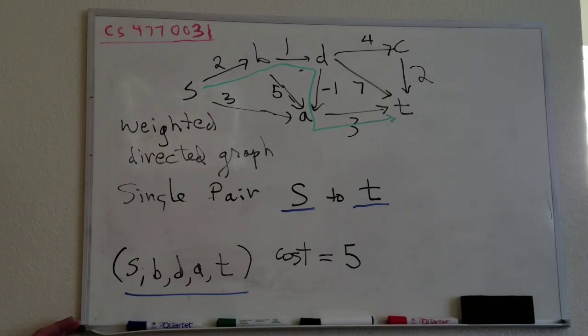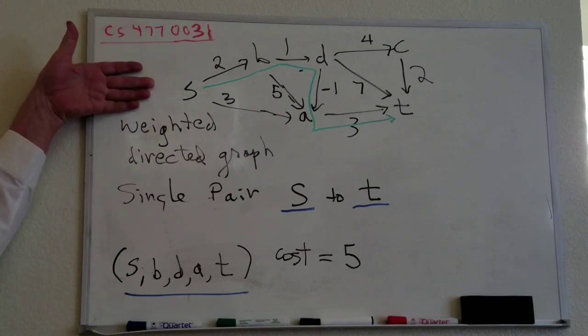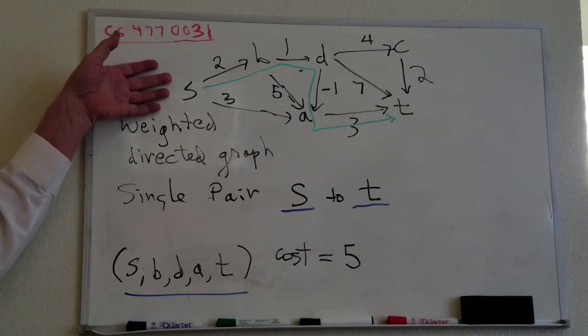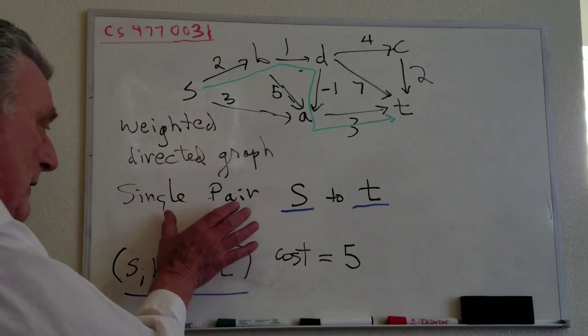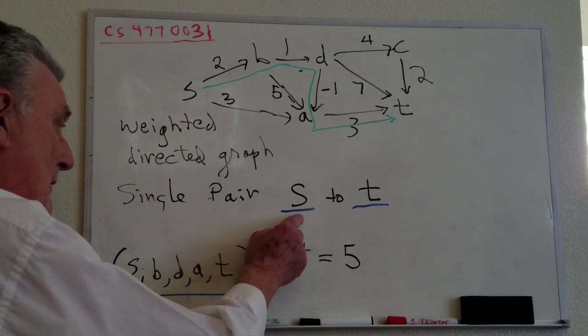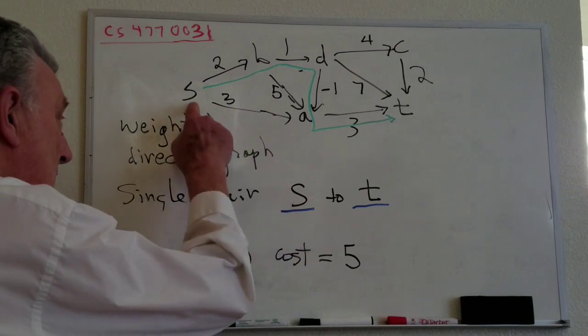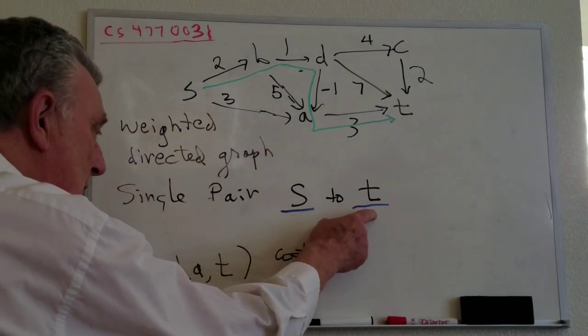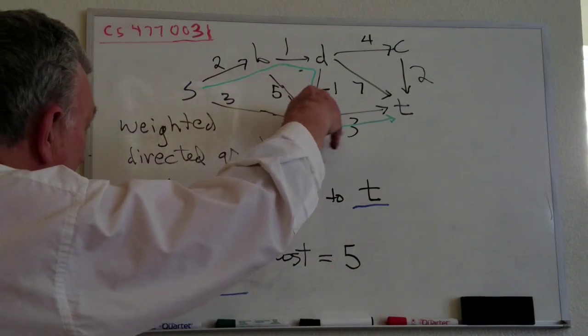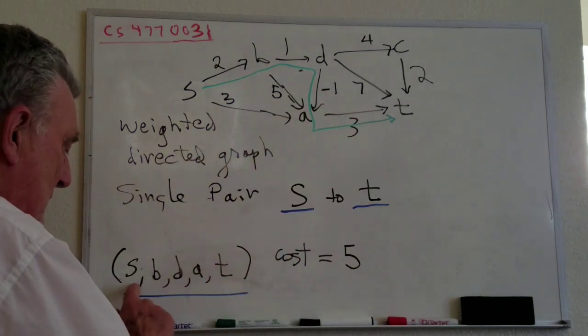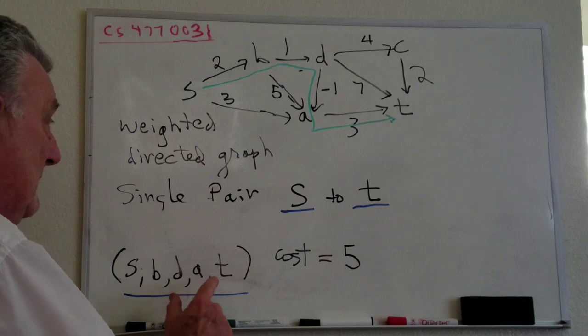Let's talk about the shortest path problem, and we have different versions of it. We start with a directed graph that's weighted. Each edge has a cost associated with it, and the goal is to find the shortest path, that is to say, the path of least cost. In the single pair version of the problem, we're trying to find the shortest path from a given vertex S for start to a given vertex T for finish. In this case, with all these weights, the cost is 5 in the shortest path S, B, D, A, T.